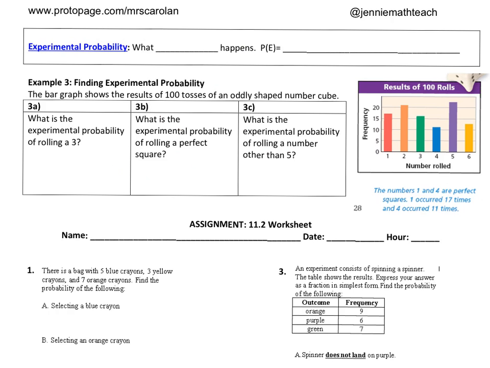Next, we have experimental probability. This is what actually happens if you run a bunch of trials. So the little formula: the probability of an event happening is the number of favorable outcomes that you observe divided by the number of trials you do. So if we flip a coin 10 times and we get it to land on heads 6 times, then our experimental probability would be 6 out of 10.